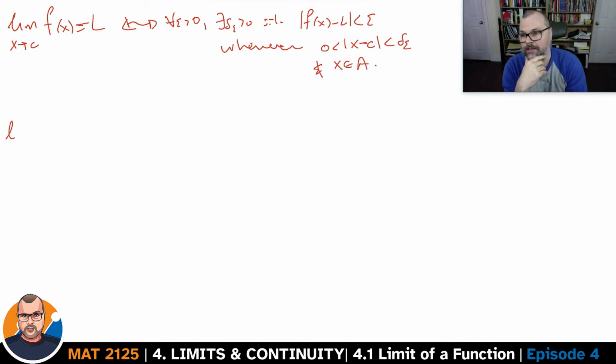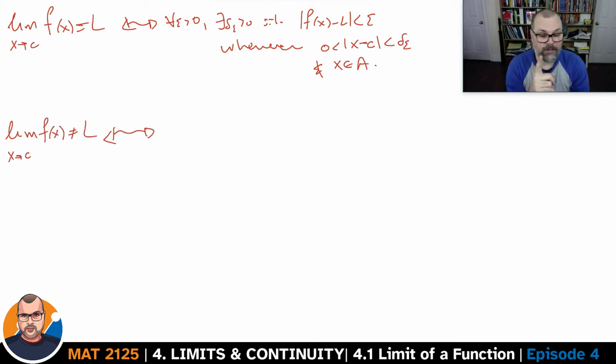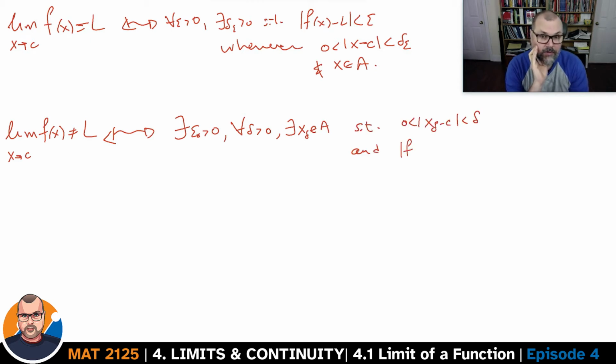Well, the negation of that statement, to say that the limit of a function is not equal to L, means the following. There exists an epsilon zero greater than 0 such that for every delta greater than 0, you can find a specific x delta in A such that, on the one hand, this property is satisfied, but the desired conclusion is not. Be aware of how to negate a definition.